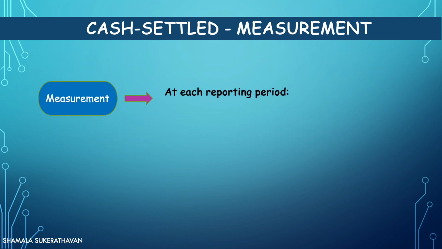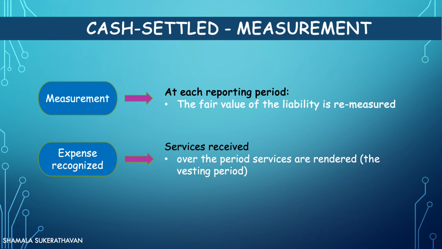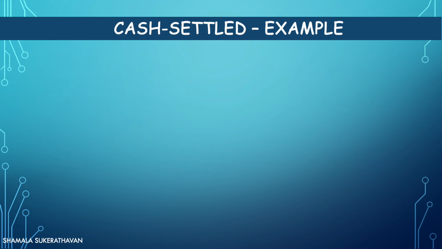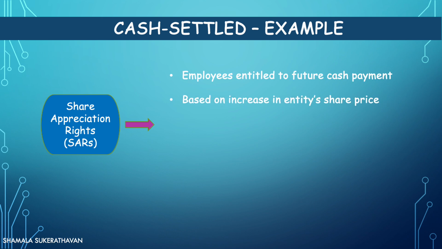At each reporting date, the fair value of the liability shall be remeasured. For cash-settled share-based payments where services are received, expense shall be recognized over the period the services are rendered, the vesting period. An example of cash-settled share-based payment is share appreciation rights, where employees are entitled to future cash payments based on an increase in the entity's share price from a specified level over a specified period.